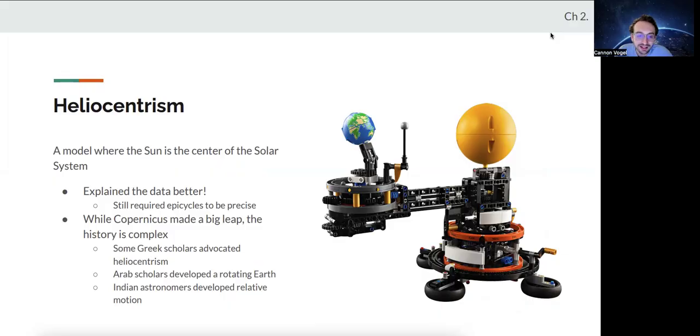And like I said, it explained the data much better in the sense that it was much simpler, easier to calculate where the planets would be. But it was a really big leap. And I want to highlight that it took a lot of development from many societies that Europe was in contact with, not only from some Greeks who had really developed astronomy, but from the Arab scholars who realized that Earth was rotating, which was a really important part of this framework, and Indian astronomers who had made a lot of progress with some ideas about relative motion of the planets, like they had started to lay the groundwork, I should say, for this development of heliocentrism.